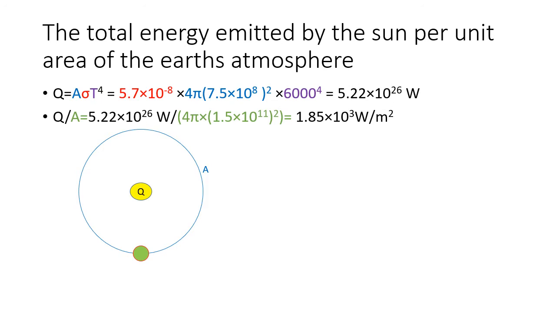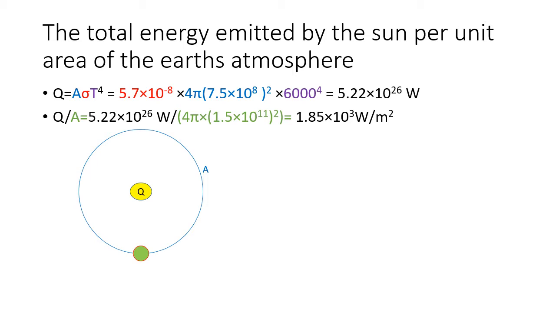So now that we know how many watts of power the sun emits, we can figure out how much it emits per unit area of the Earth's atmosphere. The sun's energy radiates out in a spherical fashion. If you were the Earth and you were really close to the sun, you would have more energy incident upon you than if you were further away. The further you are away, the more spread out the energy is, so the less energy per unit area.